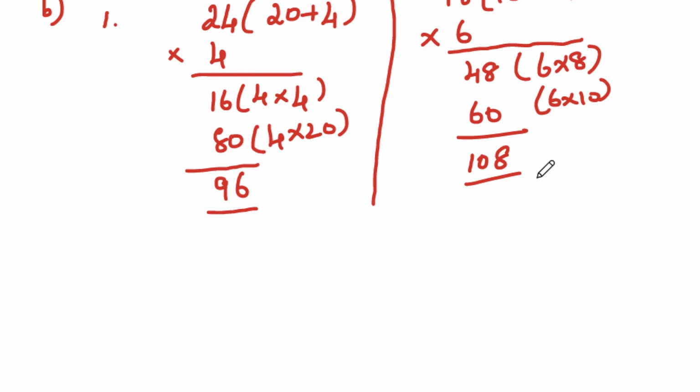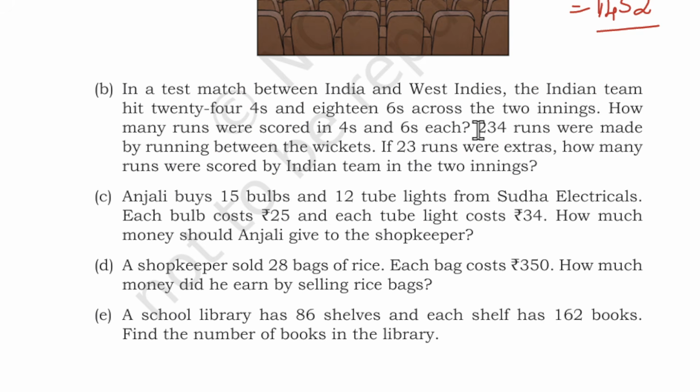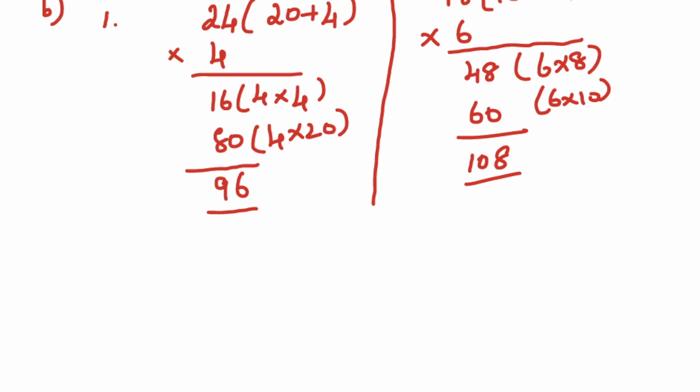So 96 runs plus 180 runs. So therefore, you have to write runs scored by the Indian team by hitting 6s is 108. So runs scored by hitting 4s is 96. So runs scored between the wicket. The next one they have given wicket is how much? 234. So first you need to add 96 plus 36. Everything you can add together. 96 plus 108.